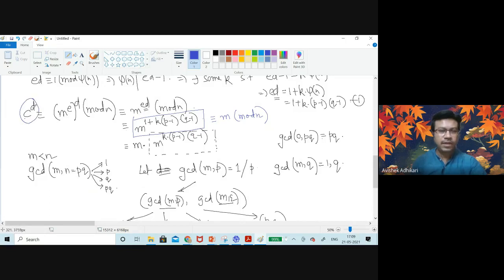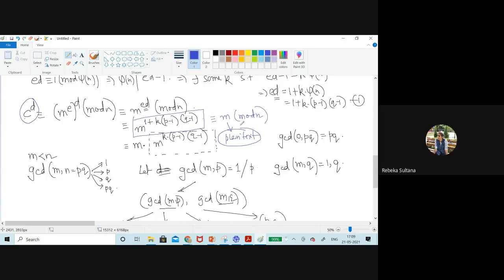The ciphertext to the power d should equal m modulo n, and m was my plain text. So C will receive the plain text. Is it clear to all of you? Is the first part of the proof clear to all of you? Yes, sir. Good.